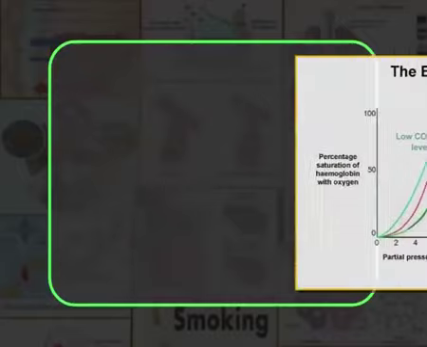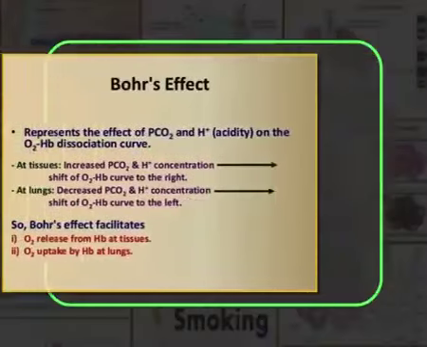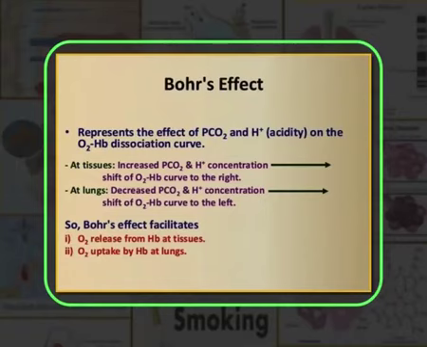The Bohr effect. In the presence of high carbon dioxide concentrations, the dissociation curve shifts to the right, a reduction in affinity for oxygen, and this is called the Bohr effect. The Bohr effect means that hemoglobin will load more easily in the pulmonary capillaries and unload more easily in the tissue capillaries.